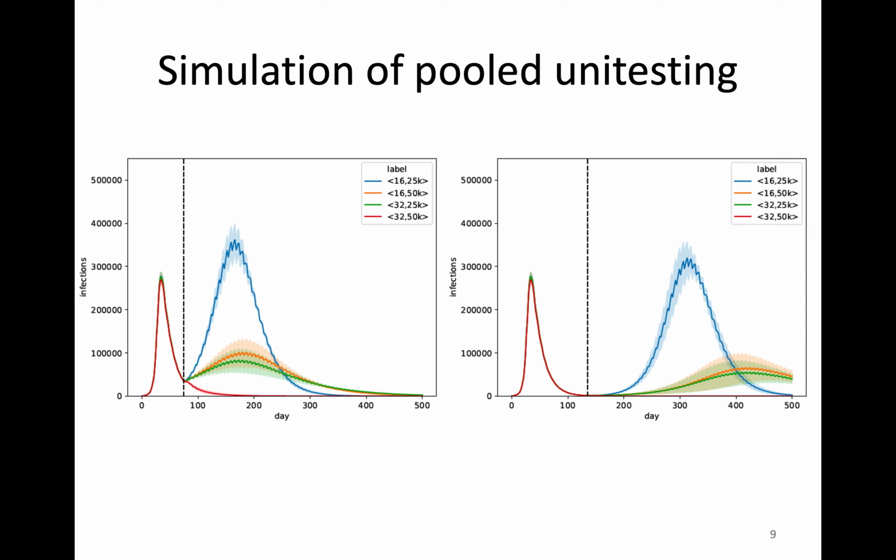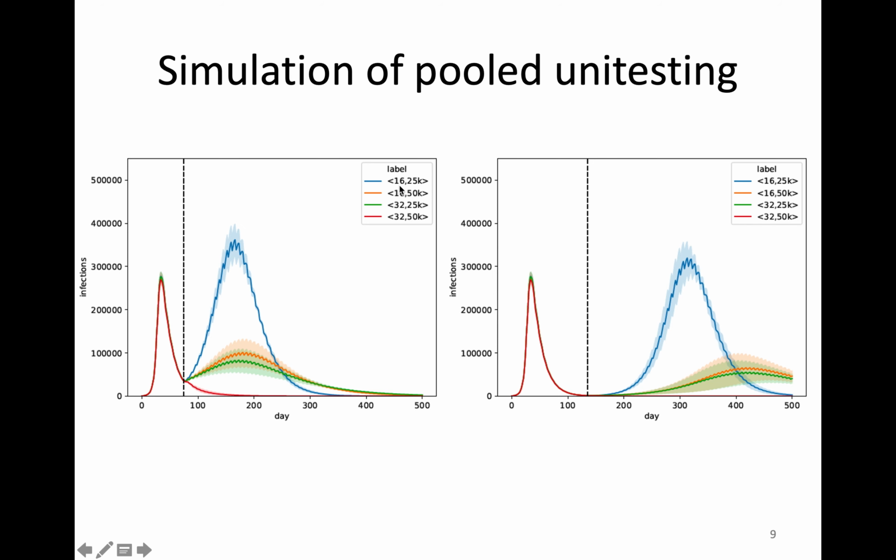So what you see here is the outcome of the model. On the left, there is a scenario where we consider universal testing while the epidemic is still going on. What you see here is the first wave of the epidemic, and at the dotted line we will start universal testing, while there's still quite a few infections going on. And we consider different cases. We consider a combination of pool size and the number of tests that are available.